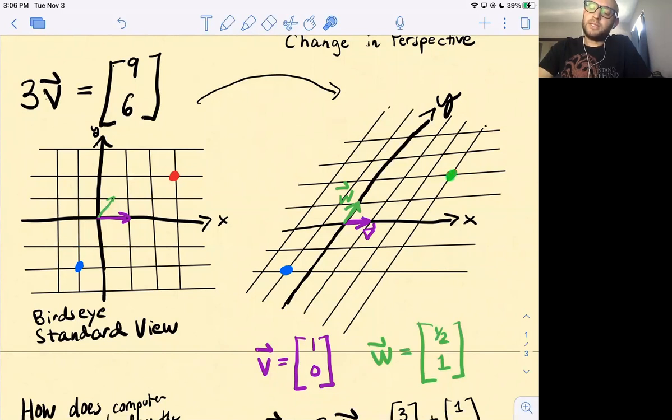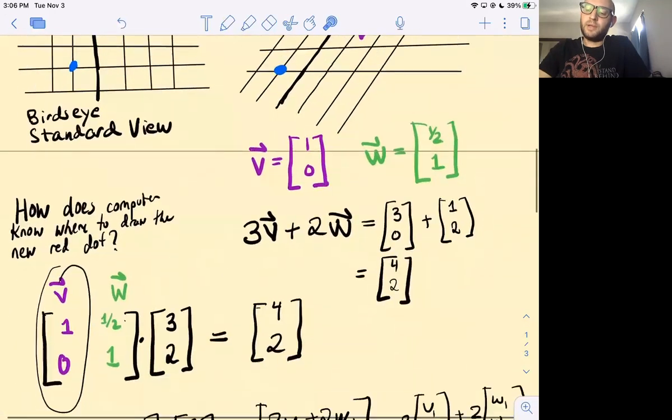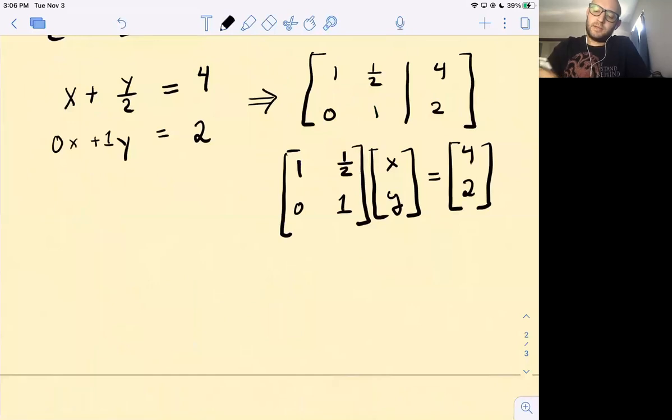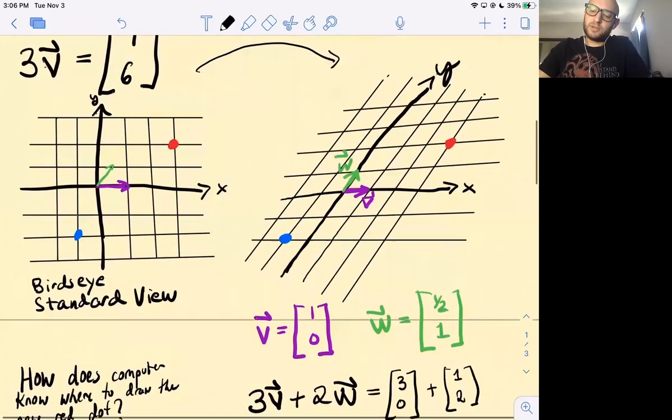What the system is actually asking you to find is how many V's and W's you need to reach this point. And then you'd say, oh yeah, based on this picture, I would need 3 V's and 2 W's. Let me give you guys another example here. If I had the system, let me copy and paste these pictures.